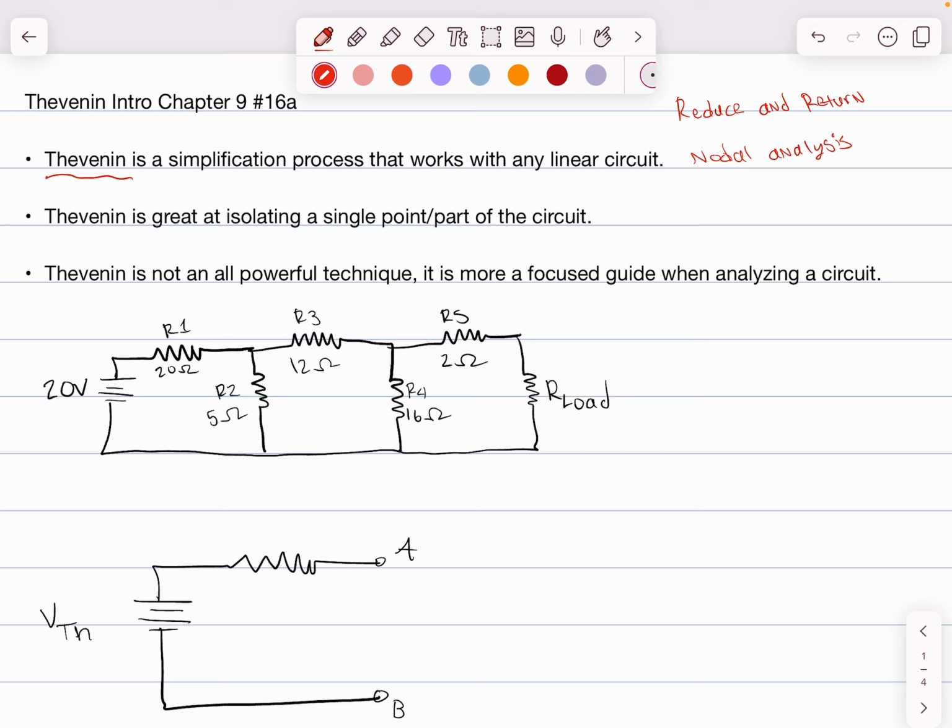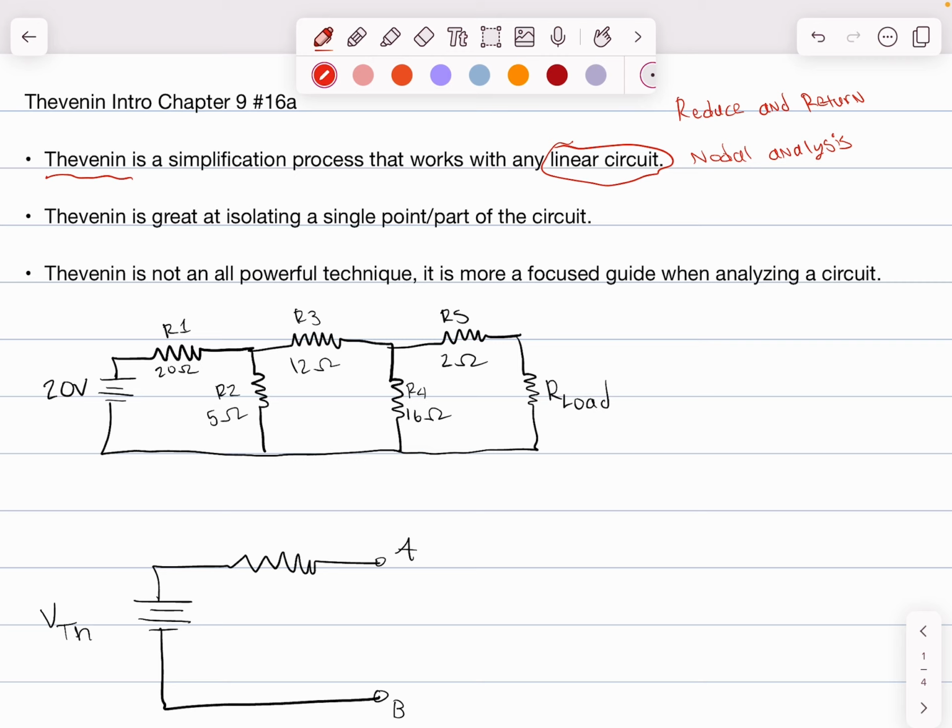And the last part from this first sentence, any linear circuit means we must have ohmic components. We must have our resistors, our inductors, our capacitors, anything that behaves similar to that type of response. If we have a diode or something else, a non-ohmic conductor, things will get a little bit more difficult and Thevenin will not work. In this course, Thevenin will always be a pretty good option, as long as we're not working with diodes. We mostly stick to those ohmic components.